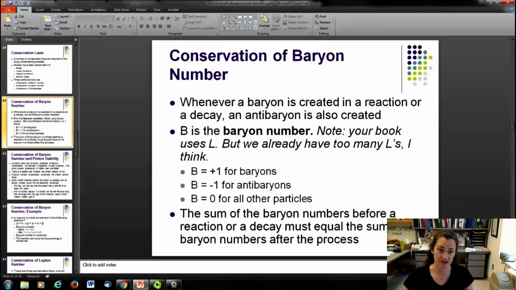We already talked about the baryons, a class of particles. So baryons have a baryon number. Whenever a baryon is created in a reaction or a decay, an antibaryon is also created. I'm going to go with B for the baryon number. Your book uses L, but we've got so many L's, I just get tired of it, okay? So I'm going to go with B in my lecture, all right? So B is equal to +1 for the baryons, like the proton and the neutron. And B is equal to -1 for the antibaryons. Remember, every particle has its associated antiparticle. And B is equal to 0 for all other particles. So in a particle physics reaction, the sum of the baryon numbers before the reaction or decay has to equal the sum of the baryon numbers after the decay.